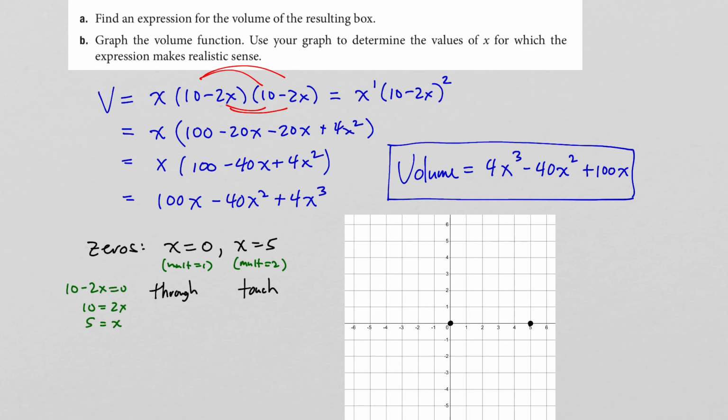So what does this graph look like? Well, it goes something like this. Now again, please don't pay attention to these y values because those are not correct, okay? But that's what the graph looks like. Now it asks us to determine the values of x for which the expression makes sense.